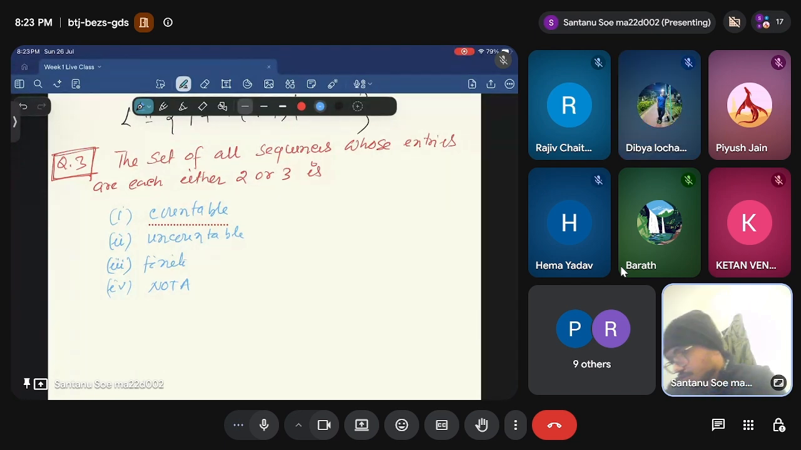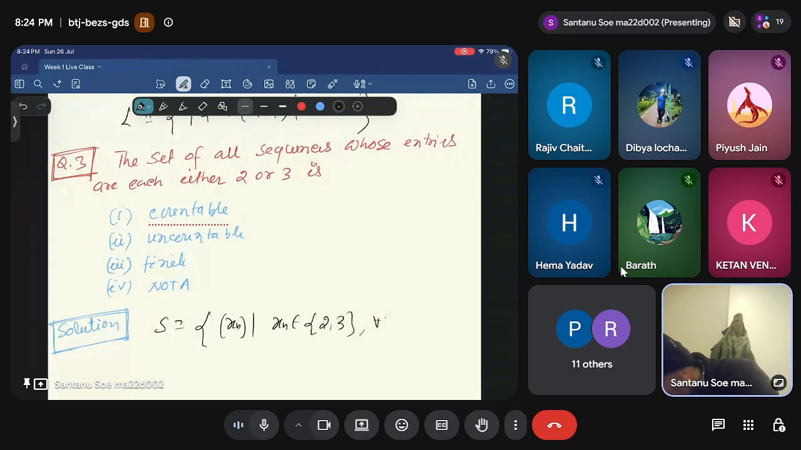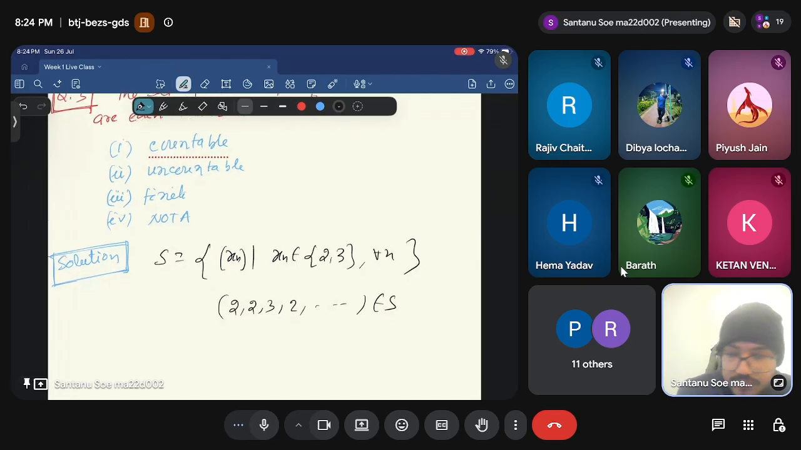First of all, it is the set of all sequences such that each entry has two choices, either 2 or 3. There are no other choices. So you can write this set as the collection of all sequences such that xn is either 2 or 3 for all n. You may choose 2 2 2 all, or 3 3 3 all, or 2 3 2 3, or whatever. For example, the sequence 2 3 2 2 3 2 and so on belongs to S. The elements of the sequence must not be other than 2 and 3.